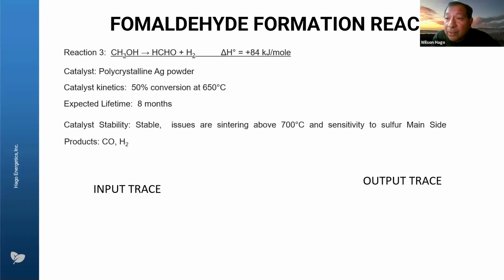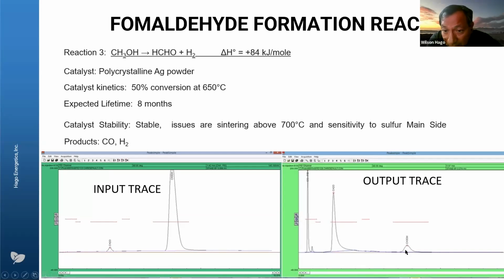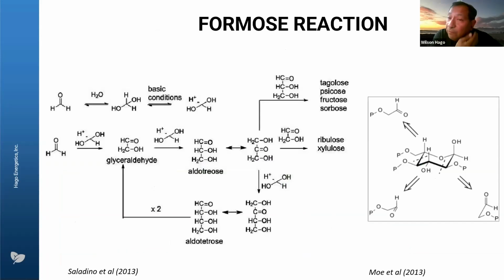I mean, we're talking about months and months of operation before we need to do something about just regenerating the catalyst. Here's the input trace where you see this big peak over here is the methanol. There's a little bit of formaldehyde from the previous run. And then on the output trace, you see that you formed a lot of the formaldehyde, and then you have much less methanol. So this reaction works fairly well.